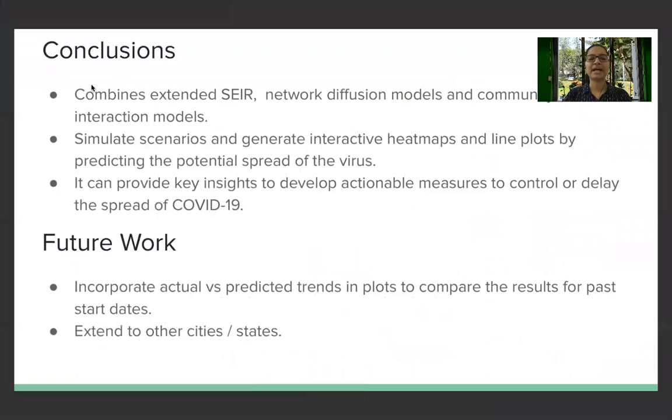So thus, with that, I'll conclude. We observed that the simulator combines 3 aspects, basically the extended SCIR model, and then we bring in network diffusion models and community interaction models. The simulator can simulate a variety of scenarios like deferred workplace interactions, closing of schools, different levels of public transport, mobility levels, and so on. And it can also generate interactive heat maps and line plots by predicting the potential spread of the virus. It can provide key insights to develop actionable measures to control or delay the spread of the disease.